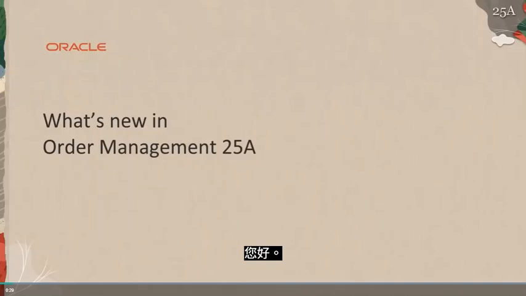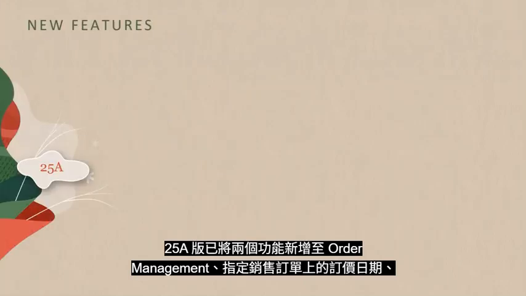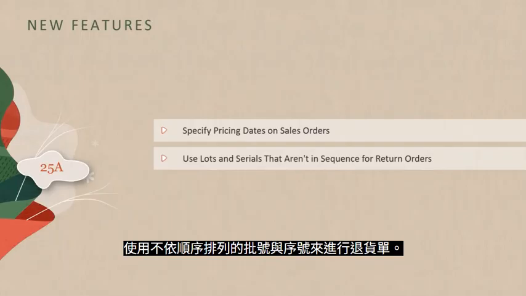In this course, we will talk about the new features released in Order Management Release 25A. There are two features that have been added to Order Management in Release 25A. Specify pricing dates on sales orders. Use lots and serials that aren't in sequence for return orders.